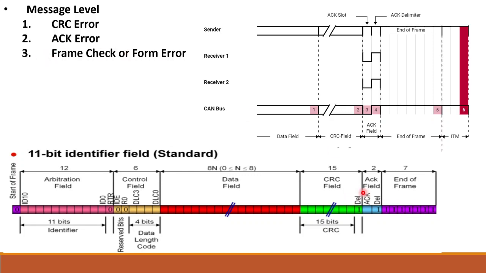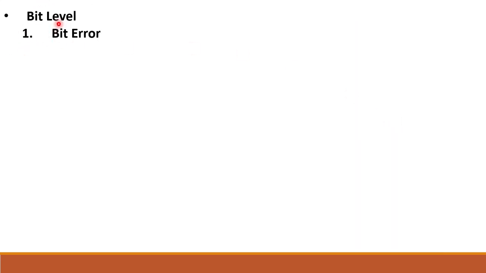For example, if we always receive the correct bits and the length is always the same, then we won't trigger any error. If we detect incorrect length or incorrect bits during these phases, then we will detect a frame check error or form error. This way we detect all types of error at the message level. In a similar way, we are going to detect errors at the bit level.